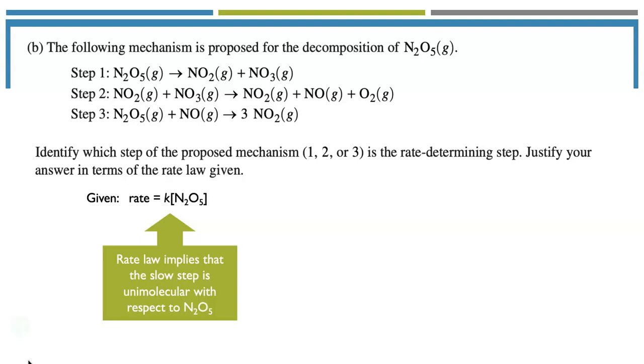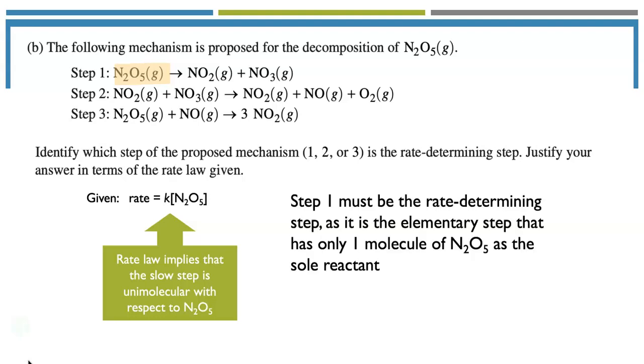So if I look at step 1, step 2, step 3, both step 1 and step 3 involve N2O5. But only step 1 involves only one N2O5. Step 3 has N2O5 and NO. That's not going to work. That would imply that we would be first order in NO in our rate law, and we're not. Step 1 must be the rate determining step. It's the only elementary step that has only one molecule of N2O5 as the sole reactant. And that's essentially what you needed to say to earn the 1 point for part B.